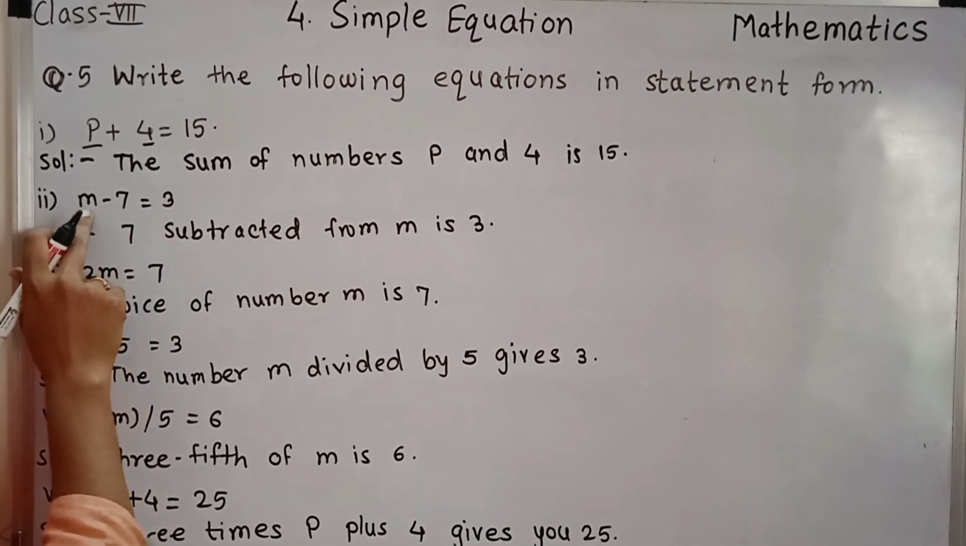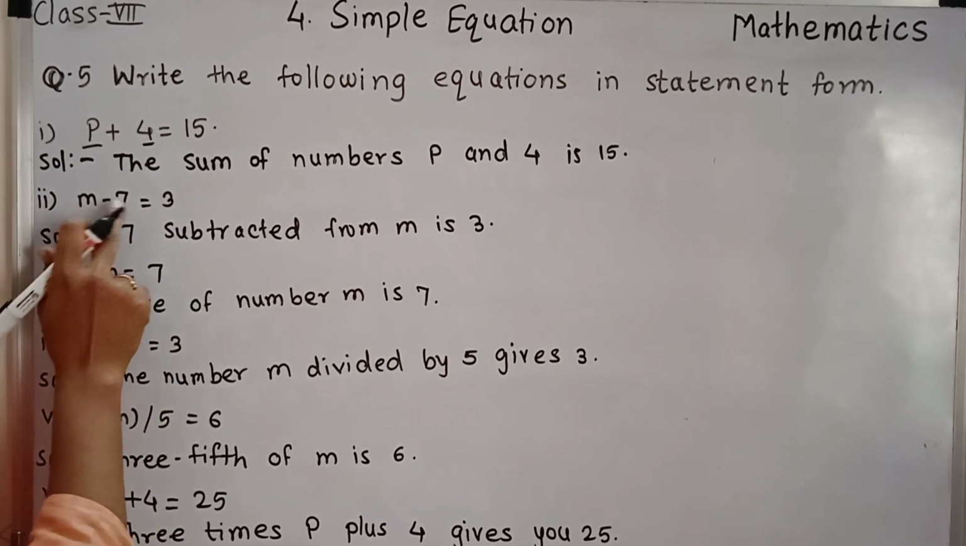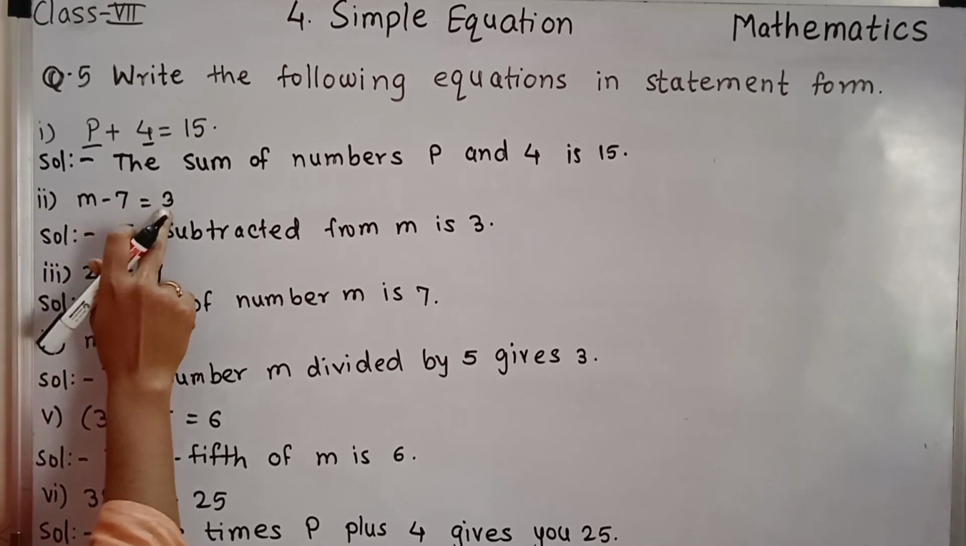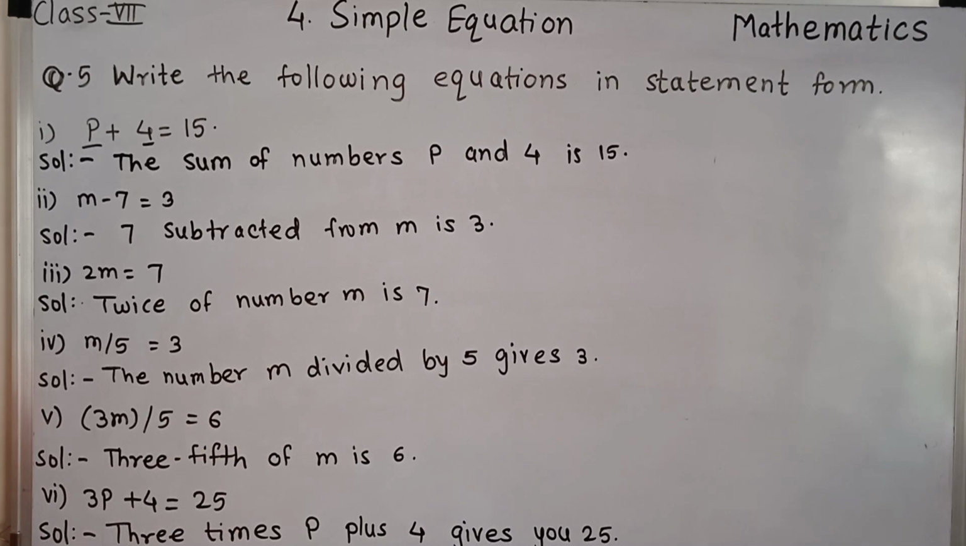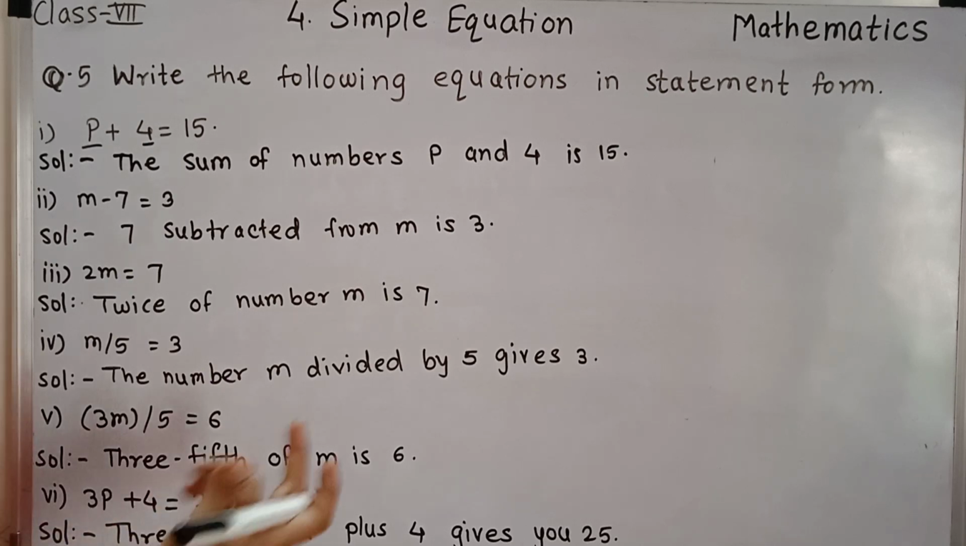So 7 is subtracted from m. Here what we have done, 7 is subtracted from m gives us 3. So 7 subtracted from m is 3. Yes, you can write "gives us 3" or "is 3", whichever way you feel is easy.